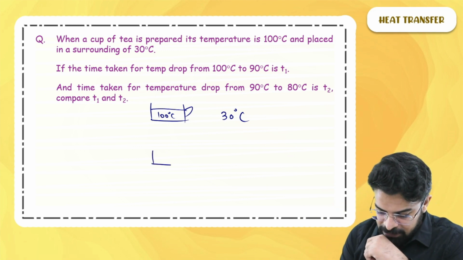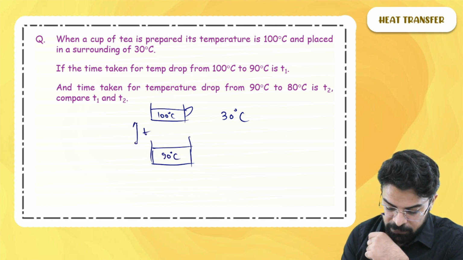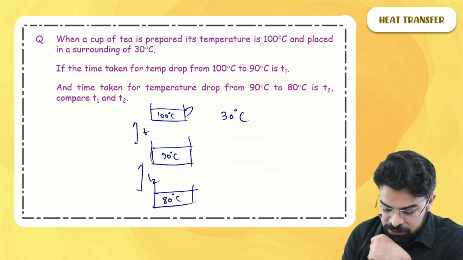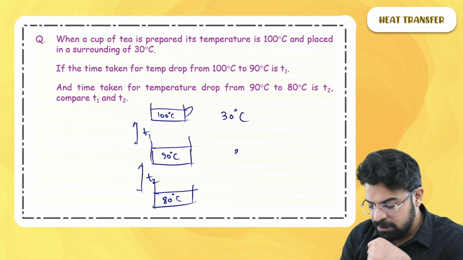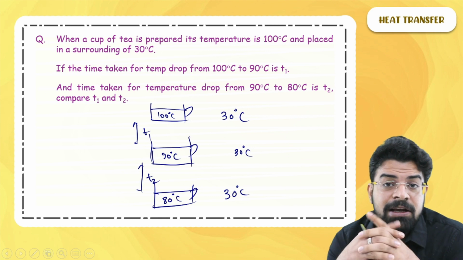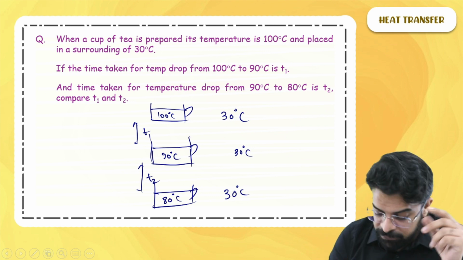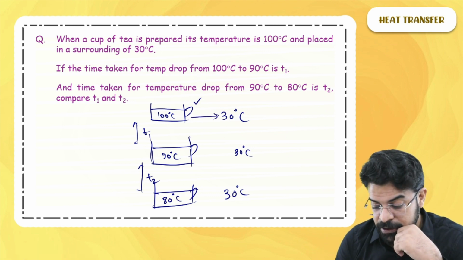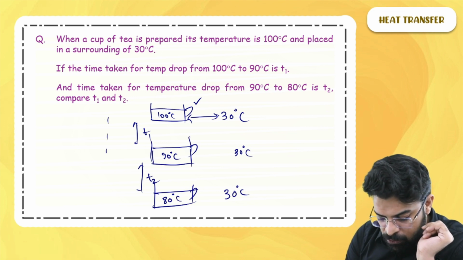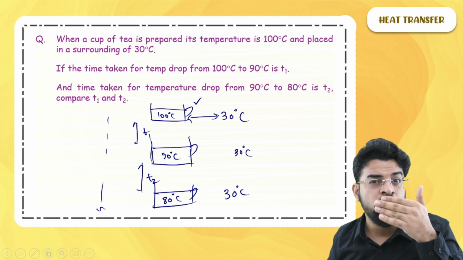So now they are saying the temperature drops from 100 to 90 in a time T1 and then from 90 to 80 in a time T2. They are asking you which time will be more. Now this is a simple question and the only line you need to solve it is that the rate of heat flow is directly proportional to the temperature difference. When the body is hotter, the temperature difference is higher, so the rate of heat flow is higher. As the body starts to cool down, the temperature difference starts to decrease, so now the rate of heat flow will decrease.